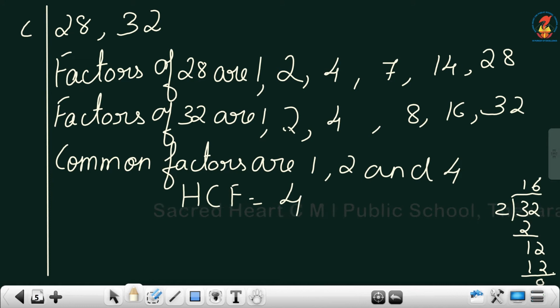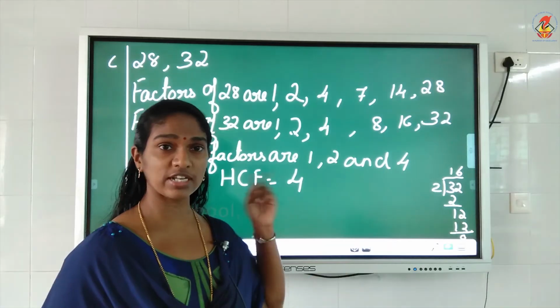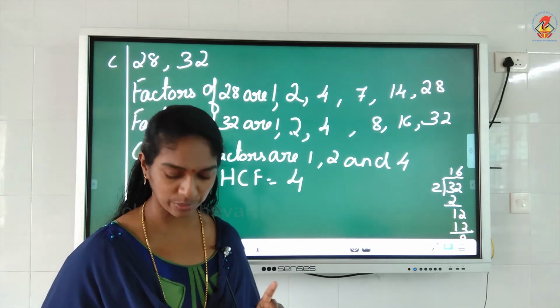Understood, children? So, this is how we find out HCF. There are different methods, okay? This is the first method that I am teaching you, by finding common factors, and then you will get the HCF, okay?